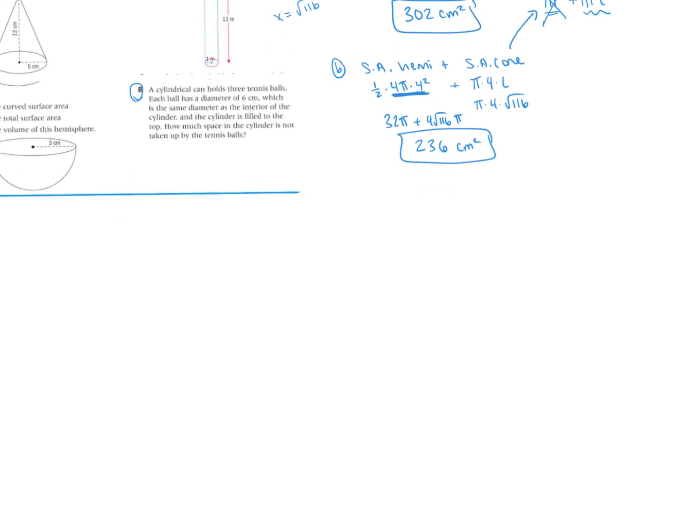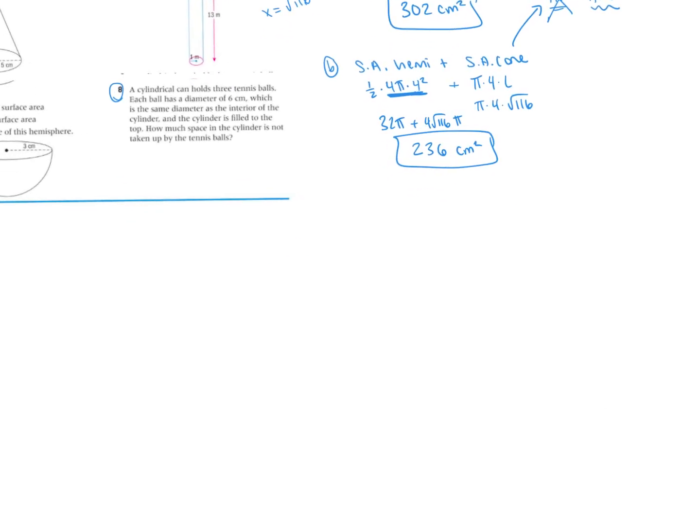Now, number 8. A cylindrical can holds 3 tennis balls. Each ball has a diameter of 6, which is the same as the interior of the cylinder. So the height of the cylinder is 18. And the cylinder is filled to the top. That's how that's 18, and this here is 6. How much space in the cylinder is not taken up by the tennis balls?